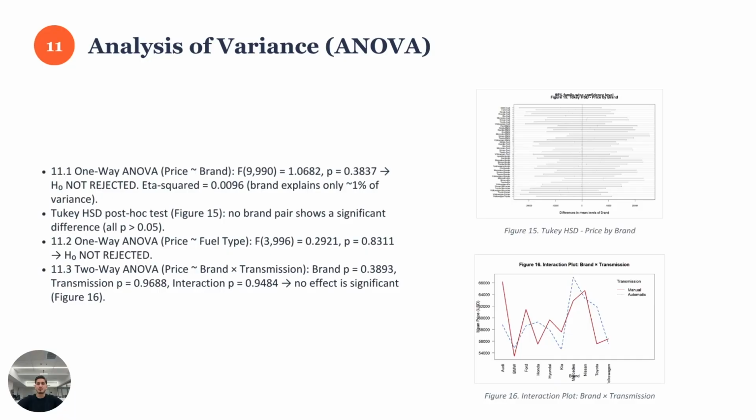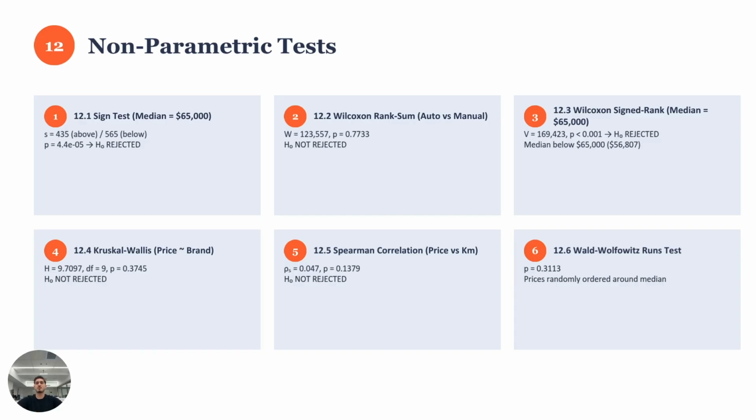Now the non-parametric tests used when normality fails. Since normality failed, we used non-parametric tests. The sign test and Wilcoxon signed rank test both showed the median price is significantly lower than $65,000, matching part 7. All other tests, rank sum, Kruskal-Wallis, Spearman, and the runs test, gave the same conclusion as their parametric versions, with no significant differences by transmission, brand, or kilometers.